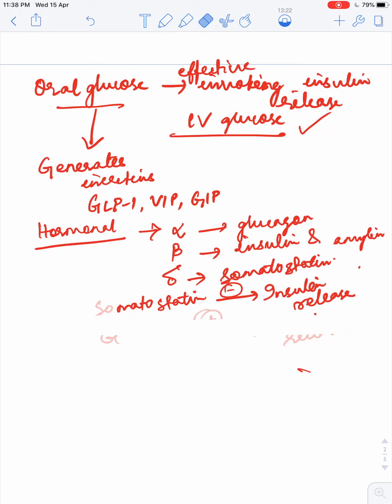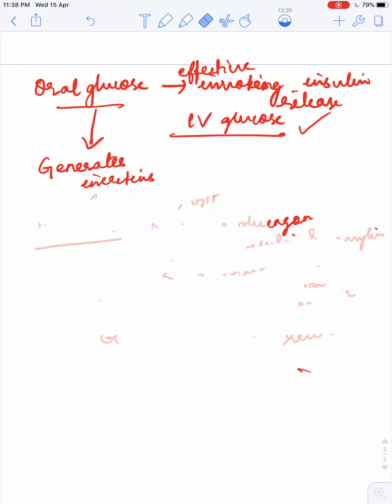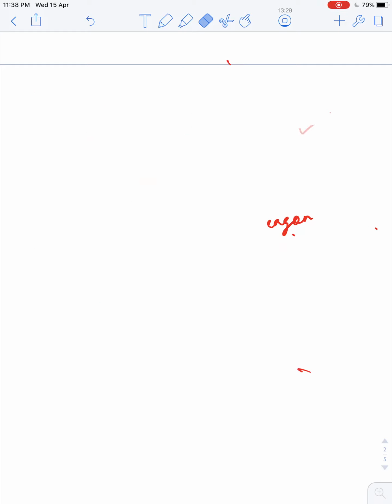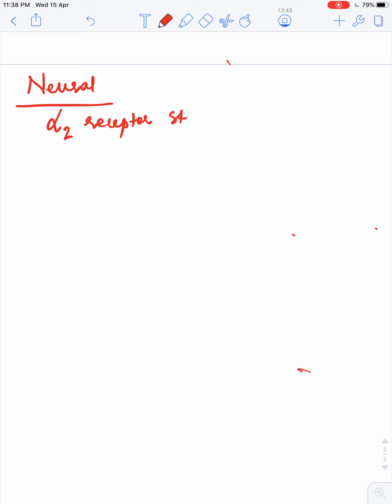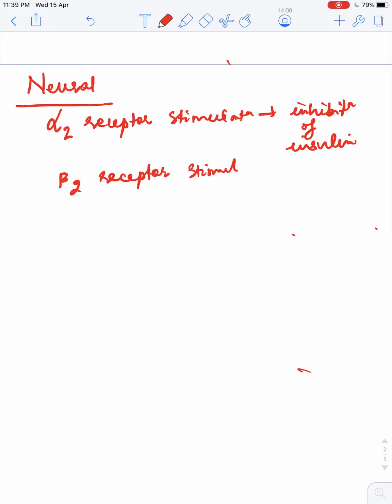Now coming to the neuronal mechanism. So in the neuronal mechanism, the alpha 2 receptor stimulation causes inhibition of insulin release, and beta 2 receptor stimulation causes enhancement of insulin release.